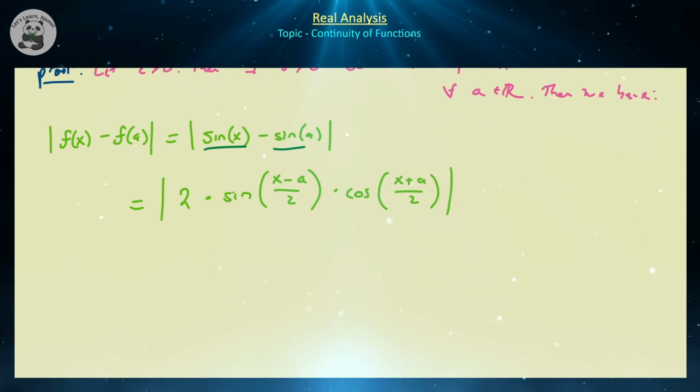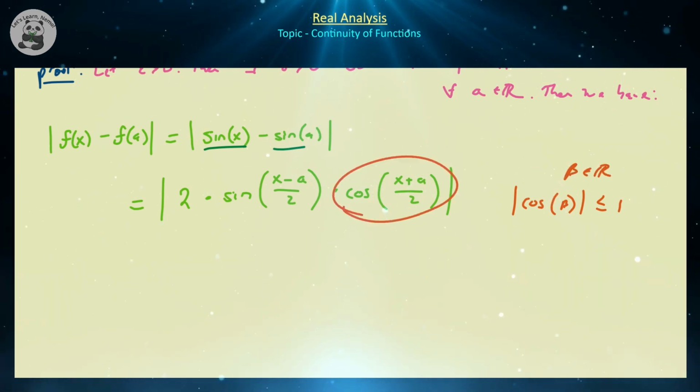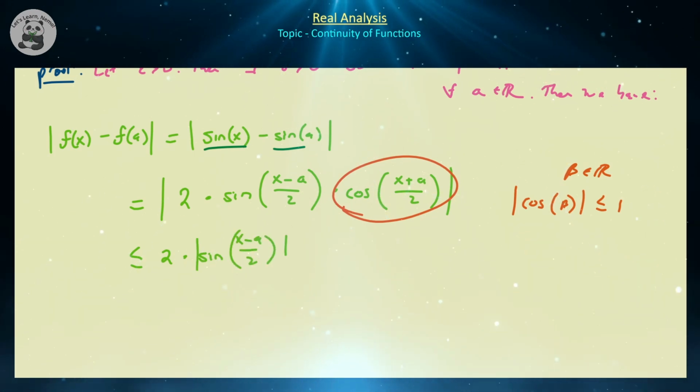So we know that the absolute value of the cosine of beta is always going to be less than or equal to 1. So since x plus a over 2 is just a real number, and that's going to be true for any b in the set of reals, that means we can bound this above by 1. So that means this is going to be less than or equal to 2 times the sine of x minus a over 2.